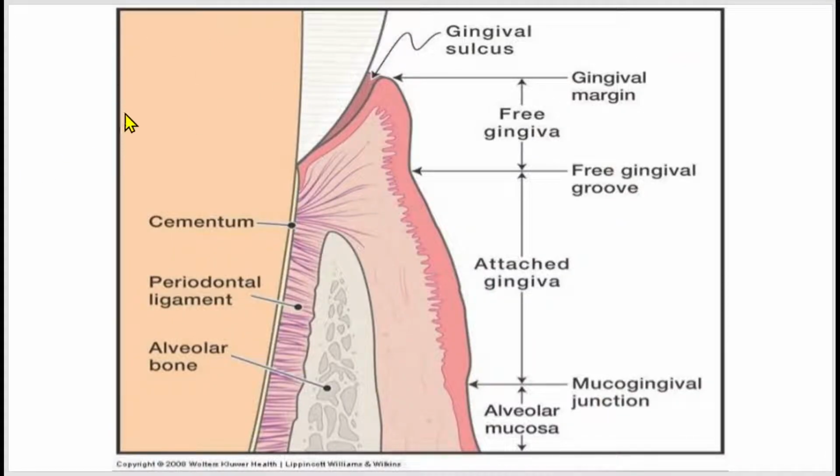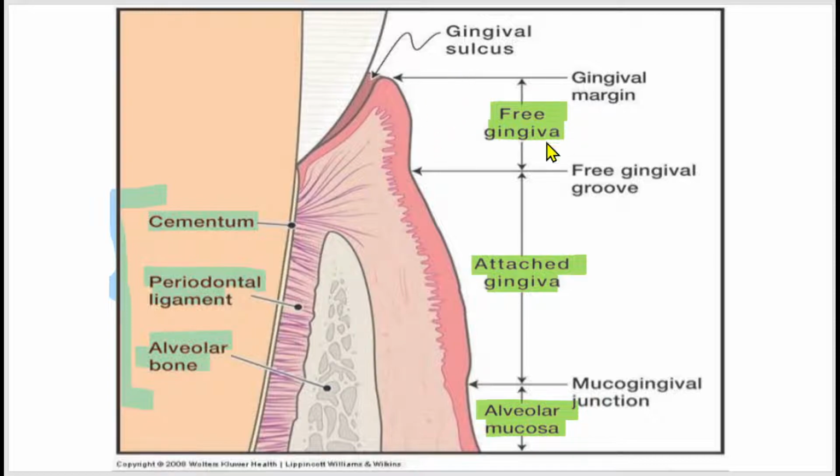Again, this is a good picture that shows us the attached unit, which includes the cementum, the periodontal ligaments, and the alveolar bone, or alveolar process. And then we have the gingival unit, which includes the free gingiva, the attached gingiva, and the alveolar mucosa. Okay, so we're going to talk first about the gingival unit, a little bit here, and then we're going to go to the slide with the details in it.